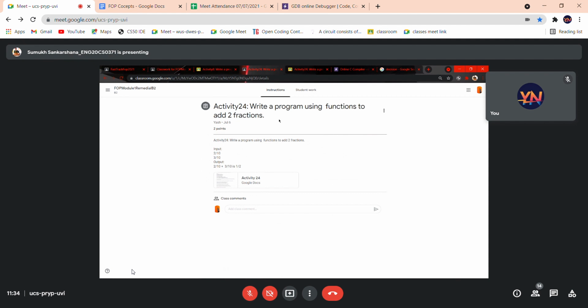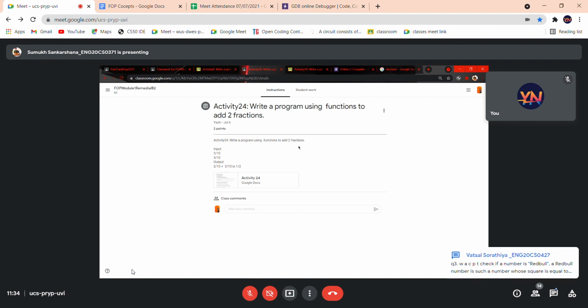Why most programmers prefer using structures here is that we can take the numerator and denominator as parts of the structure. Here they have told us to write a program using four functions to add two fractions. We know fractions can be written in decimal form, and also in numerator and denominator form, basically the division format. Here they have specifically told us to take it in numerator and denominator form and give the result respectively.